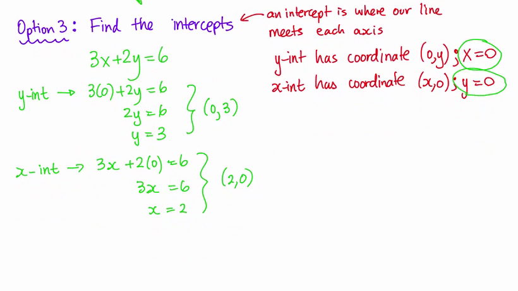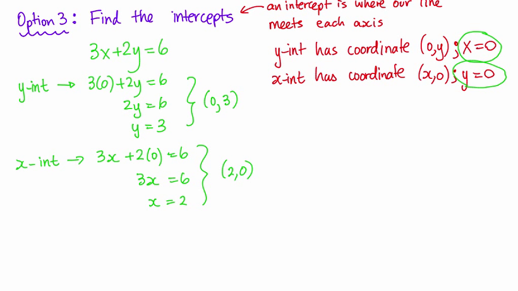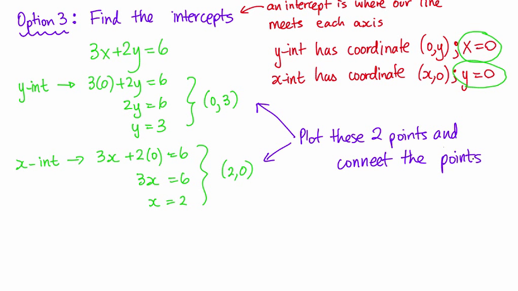And all I have to do as my final step when I'm graphing these is graph these 2 points and then connect the dots, which is an extremely fast method because we only have to do 2 substitutions. The substitutions are usually fairly easy to do because we're substituting in 0 for the variables, and just solve for the other variable. And then play connect the dots with your ruler.